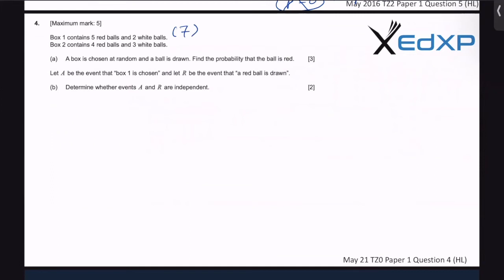Box 2 contains 4 red and 3 white balls, so that's 7 balls as well. Okay, part A: a box is chosen at random and a ball is drawn. Find the probability that the ball is red. When I see such questions, I immediately want to use the tree diagram. Hopefully this will help me.